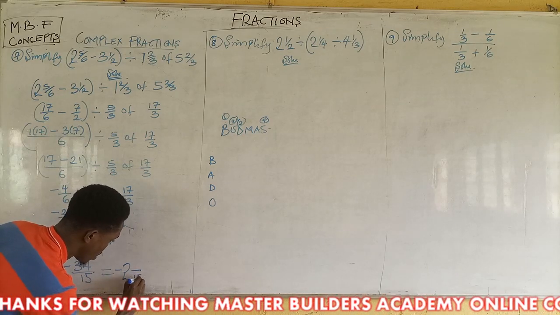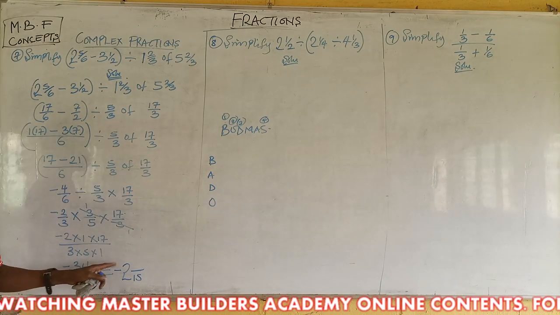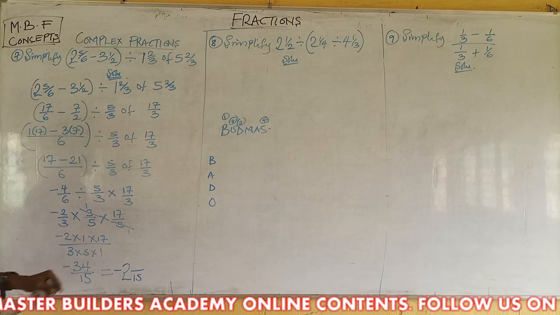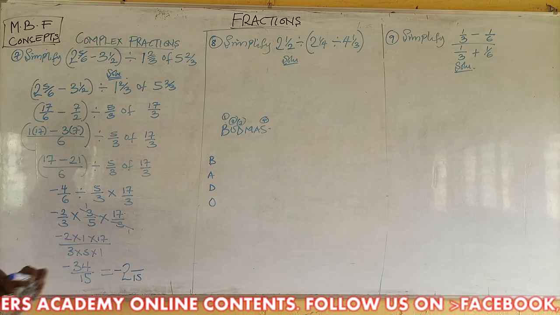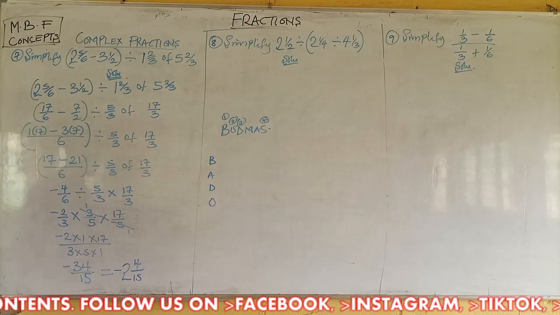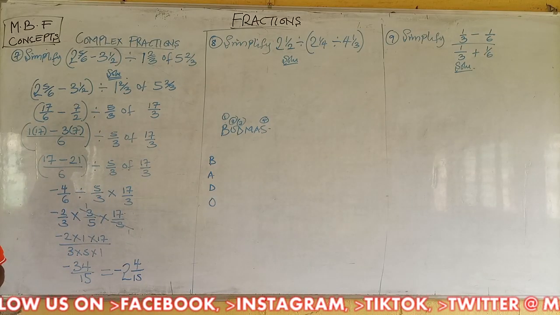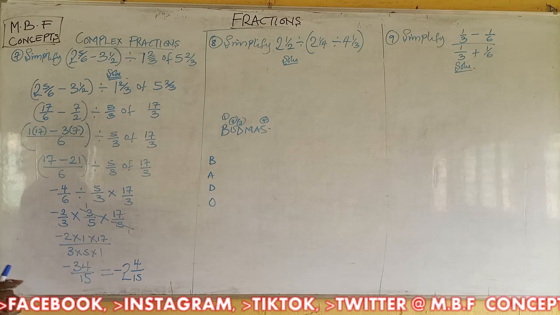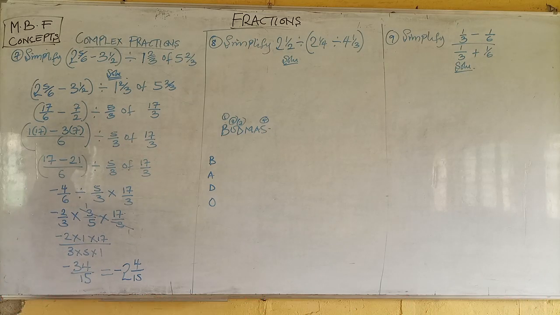So we're going to have 15 here. Then 15 times 2 is 30. When you remove 30 from 34, guys, you are going to have 4. So therefore we have the answer as minus 2 whole number, 4 over 15. Guys, this is all about this aspect of this very question.